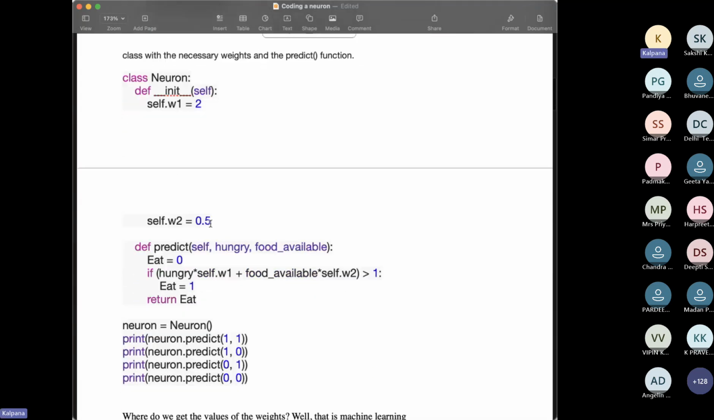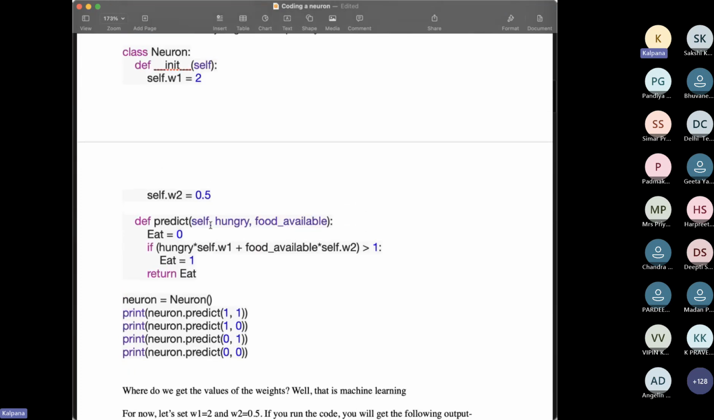Now we are creating a neuron class. Again, this code is written in Python, but it is absolutely okay to write it in Java or C++ or any language of your choice. So we are creating a class neuron. We are creating a neuron which is capable of predicting something. And we will be training this neuron.